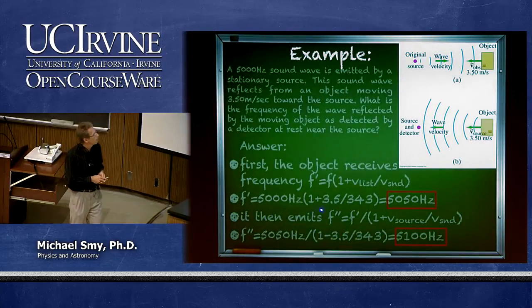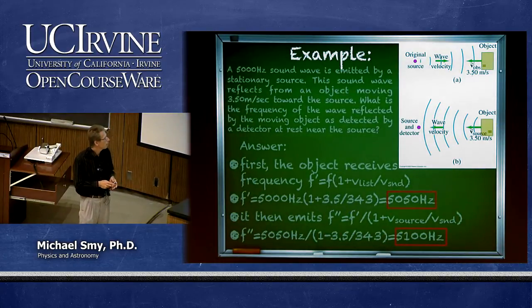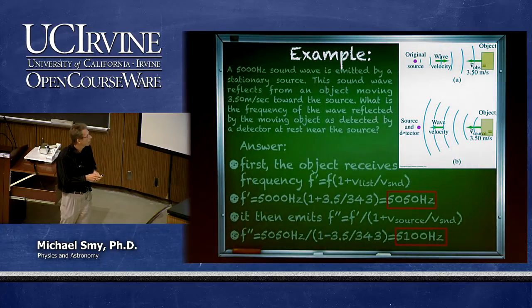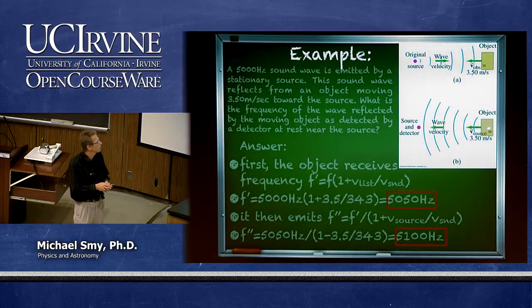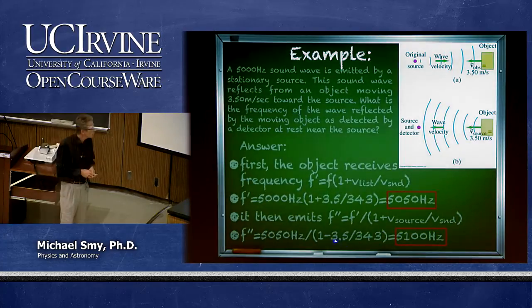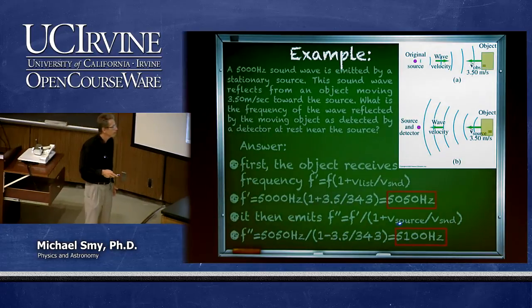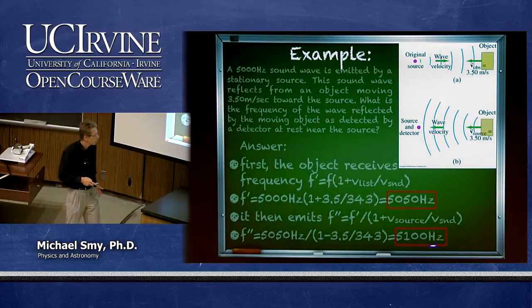So now the frequency that is then emitted by the object to a non-moving listener, so the detector that is at rest with the source, is then this frequency divided by 1 plus v source over v sound, where v source is again the 3.5 meters per second. And in this case, the source is moving towards us, and so we get a minus sign. So if we do that, then the 5,050 hertz changes to 5,100 hertz.